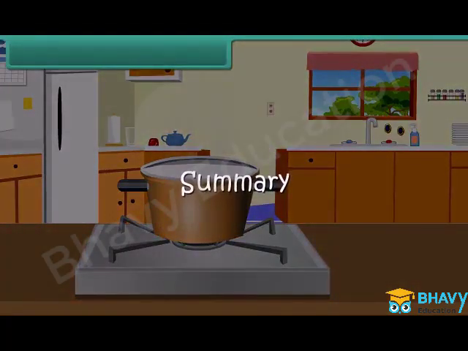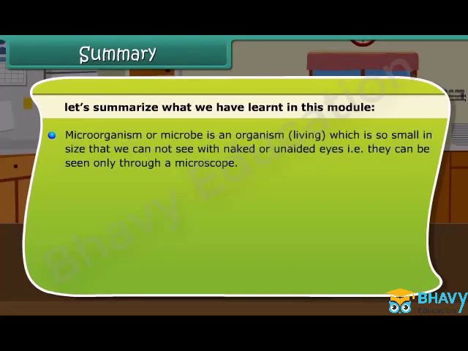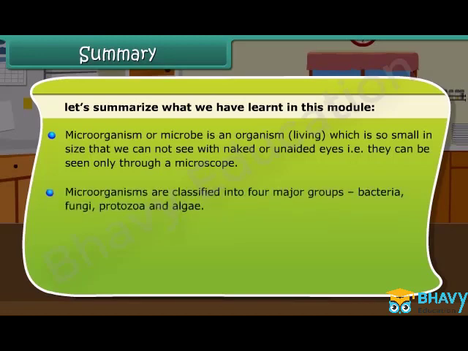Summary. Friends, let us summarize what we have learned in this module. A microorganism or microbe is a living organism which is so small in size that we cannot see it with naked or unaided eyes; that is, it can be seen only through a microscope. Microorganisms are classified into four major groups: bacteria, fungi, protozoa, and algae.